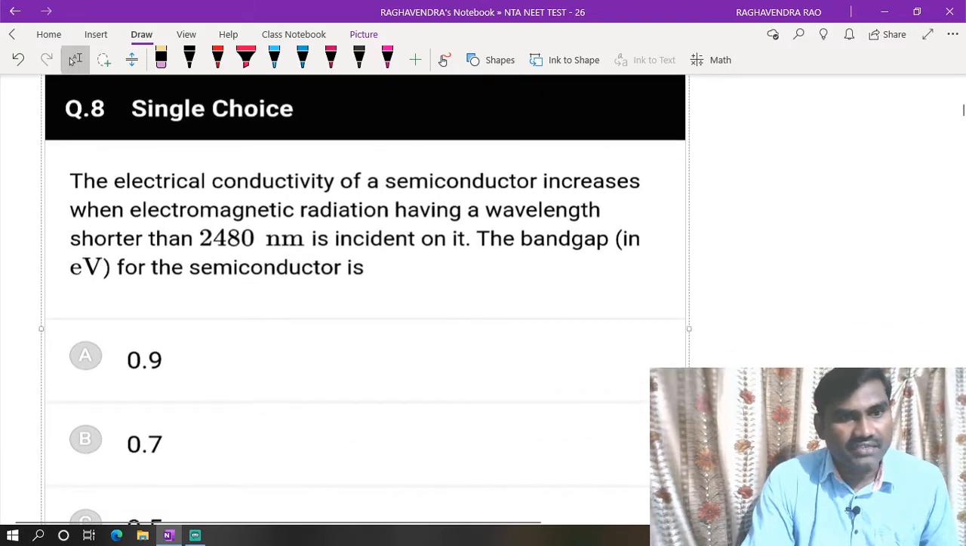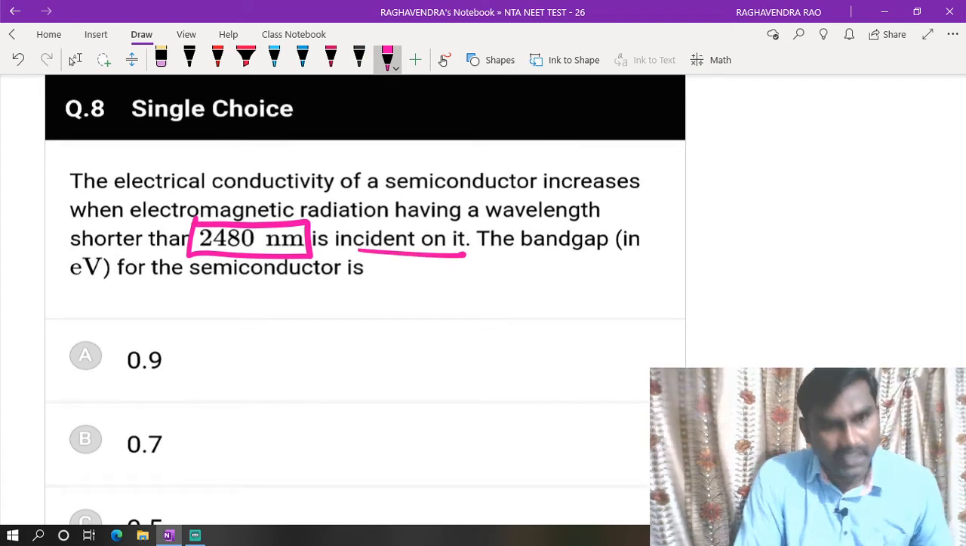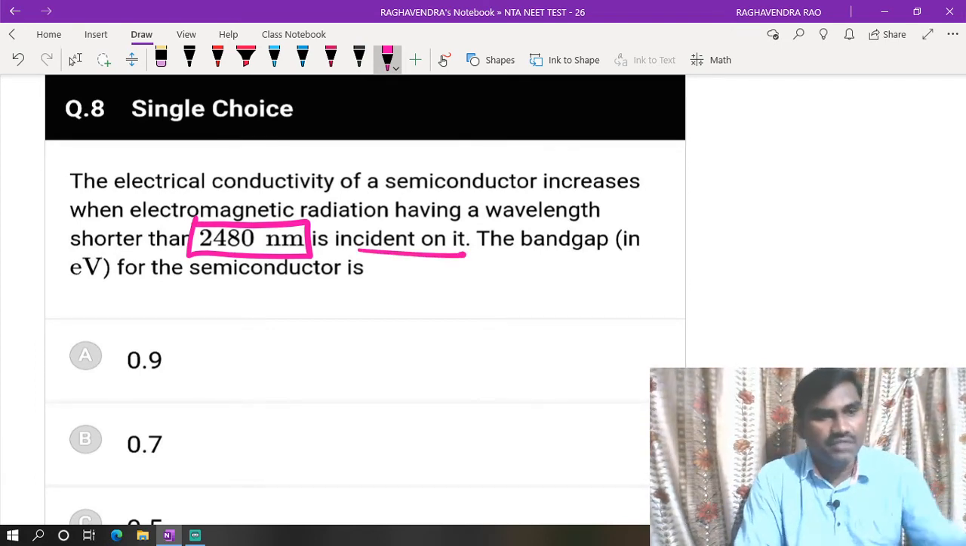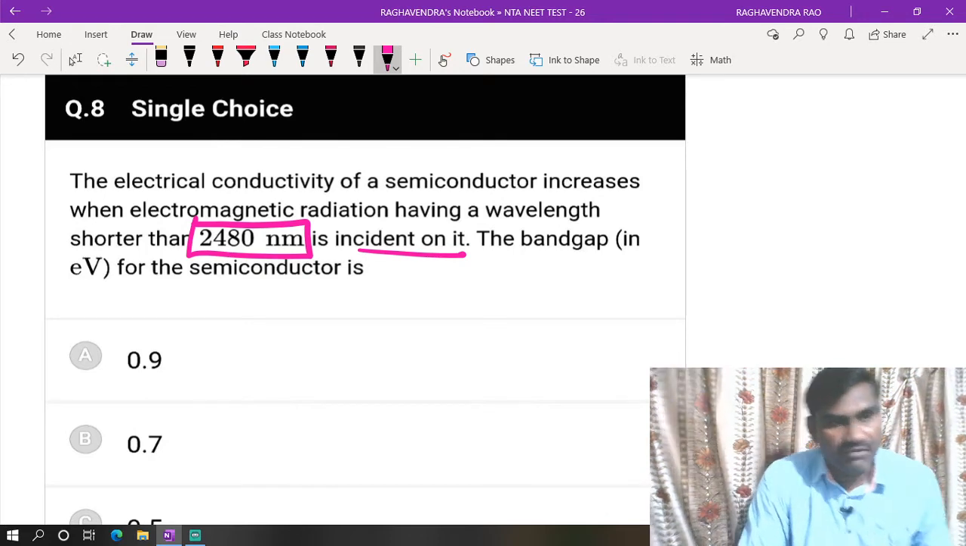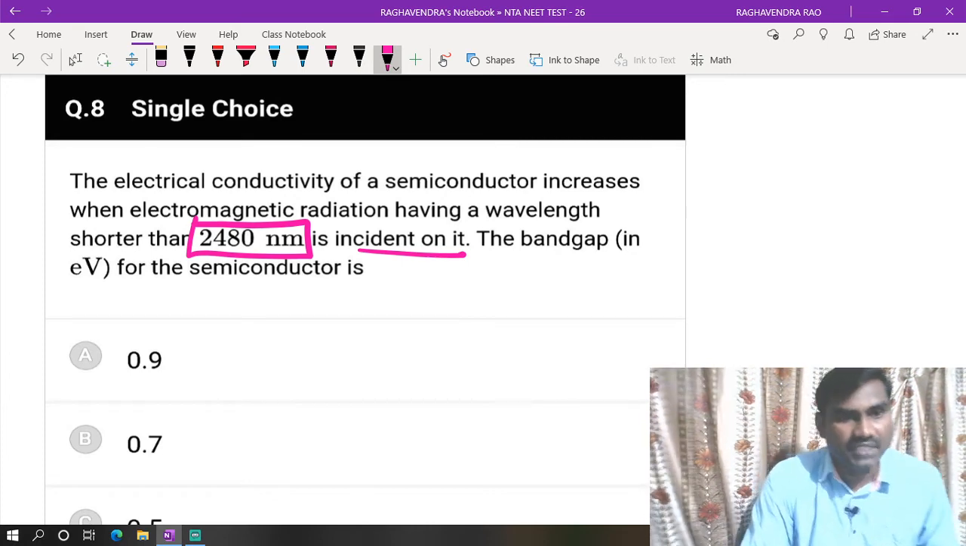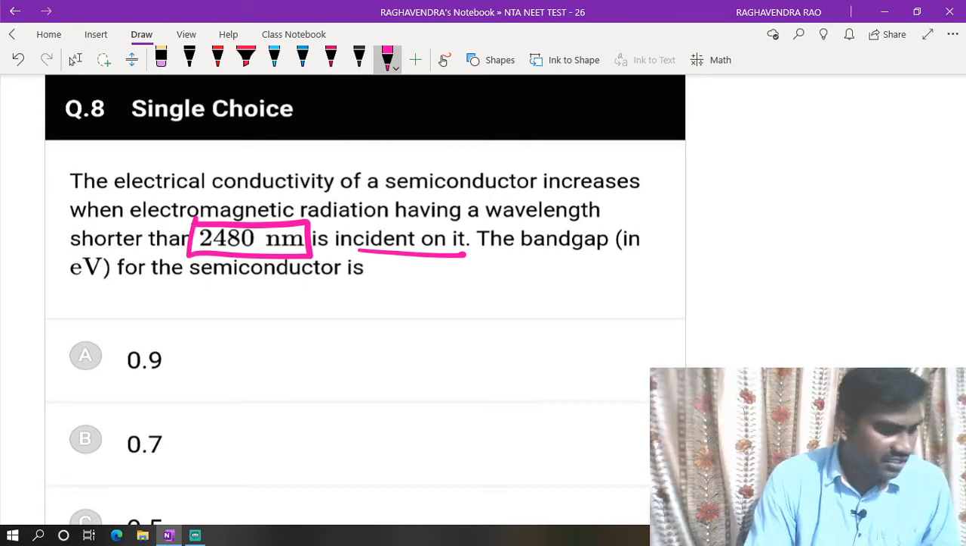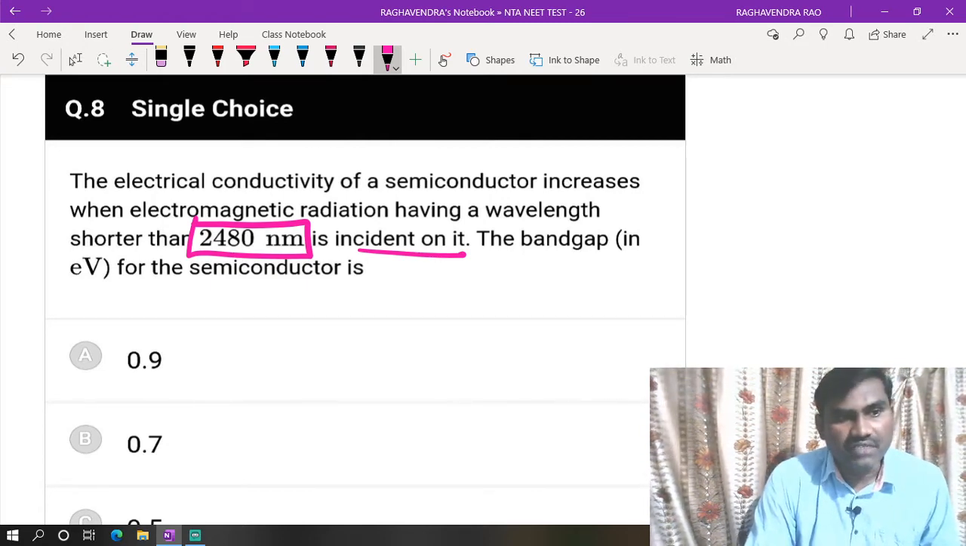Electrical conductivity of a semiconductor increases when electromagnetic radiation having wavelength shorter than 2480 nanometer is incident on it. That means it is sufficient to remove the electron. That is called the minimum frequency or maximum wavelength, with which an electron is ejected from the surface of the material. We can take it as the work function. That work function in the case of semiconducting materials will be equal to the energy gap.